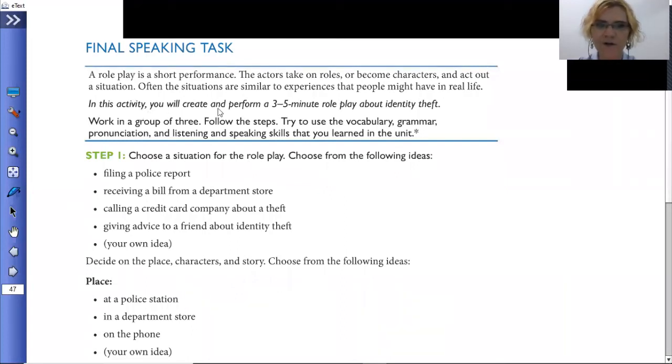Yeah. So you're going to create and perform a role play about identity theft. So you're just going to portray a situation where someone's identity is stolen and what happens. So you can work in a group of three. You follow the steps, try to use the vocabulary and grammar and pronunciation and listening and speaking skills that you've learned in this unit. Yeah, all of that together.